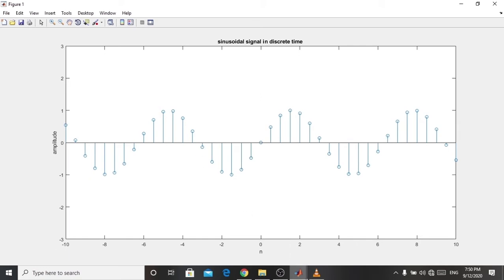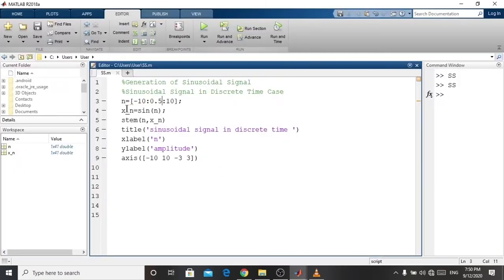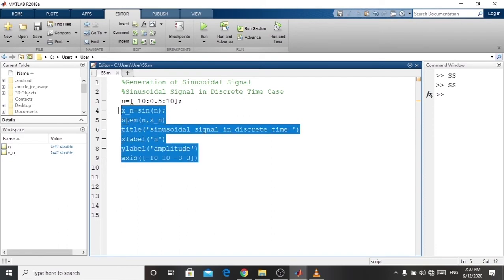Okay, this sinusoidal signal has an amplitude of 1, angular frequency of unity and phase angle is 0. Let's produce 4 different sinusoidal signals and observe how amplitude, phase angle and angular frequency will affect the signal. For that I am going to copy paste this program 4 times.